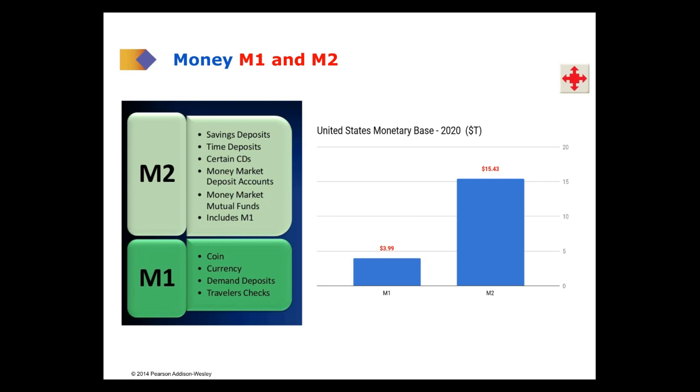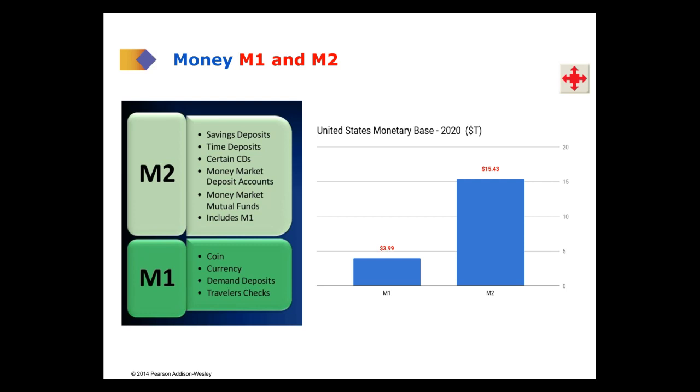CDs, you might not be able to get the money right away. Maybe you've committed to 3 months or 6 months or 9 months. And the same thing goes with money market mutual funds and savings accounts. When we look at the monetary base in the United States, M1 is a little less than $4 trillion, 3.99, and M2 is a little bit more than $15 trillion. So M2 is about 4 times the size of M1.